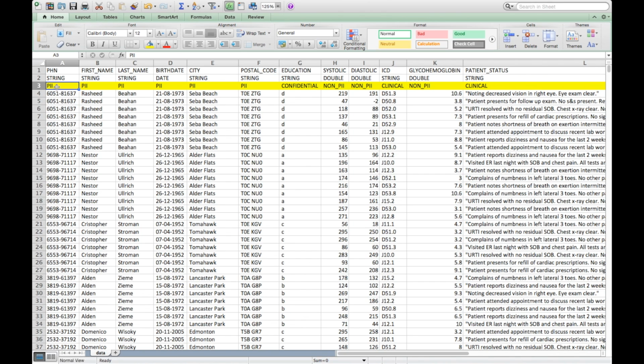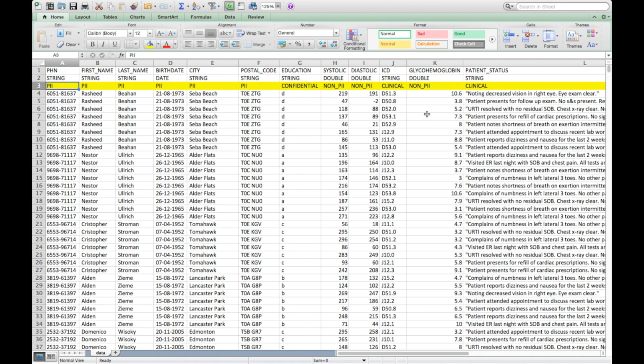For instance, the personal health number is being dictated as being PII, or personally identifiable information. The names, birth date, and city of residence are also similarly tagged. We also have some confidential information relating to the education level of the individual, as well as non-personally identifiable information such as their blood pressure values. And finally, some clinical information too pertaining to the diagnosis of the individual.